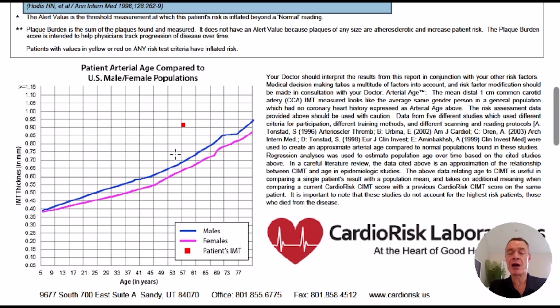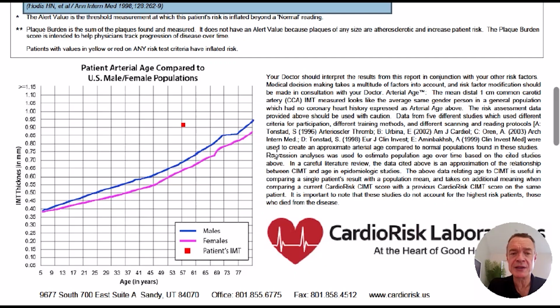So I like to make the rather unfortunate joke that my IMT up here at 0.92 millimeters at the age of 57 probably correlates with people who didn't make it. I've got the IMT of dead people. Pardon my sense of humor, but that's just a fact that they excluded people that died from the disease.